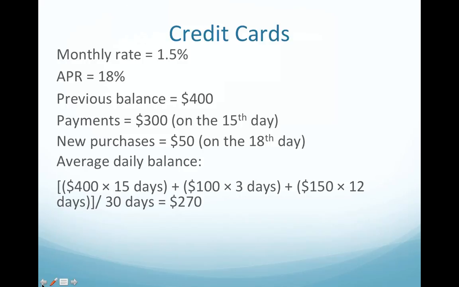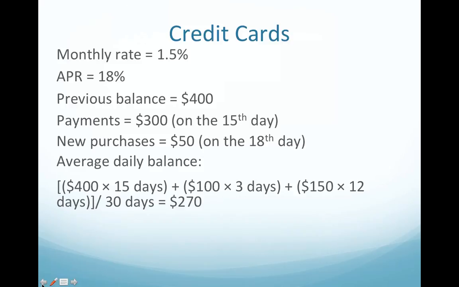This is how we're going to figure this out. We're going to figure out what an average daily balance is, and that average daily balance is going to be a weighted average. Your grade is a weighted average. You get 15% for some things, 10% for other things, 20% for other things. So it's a weighted average. This is a weighted average as well.